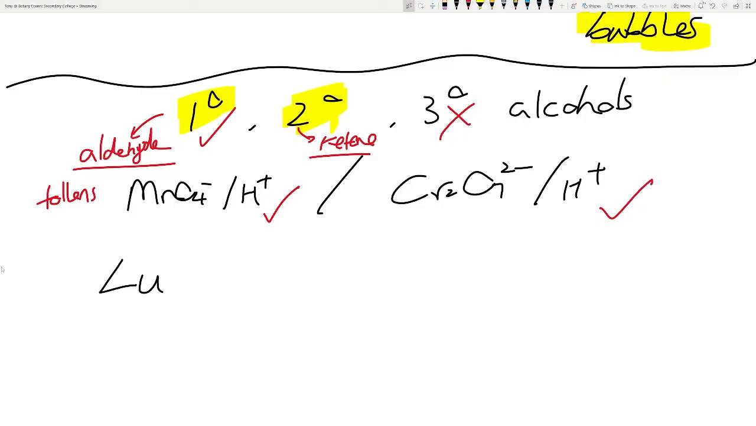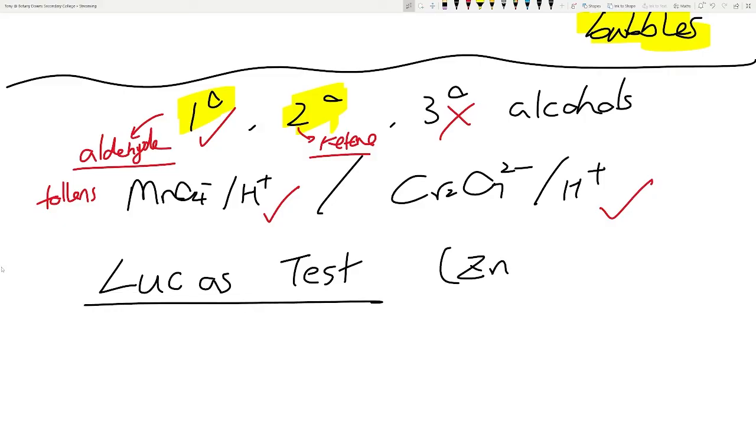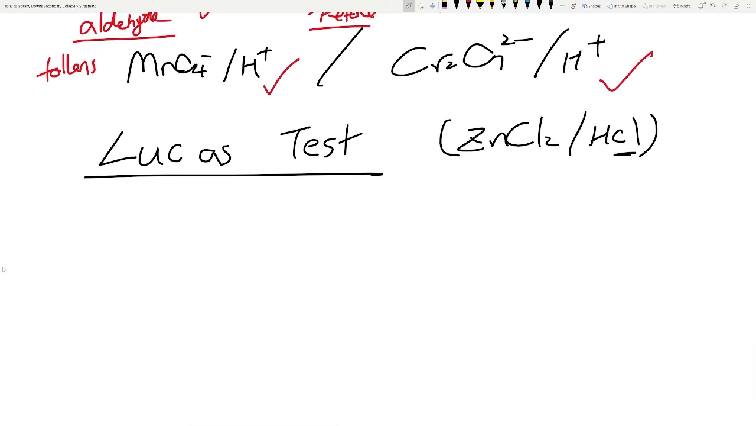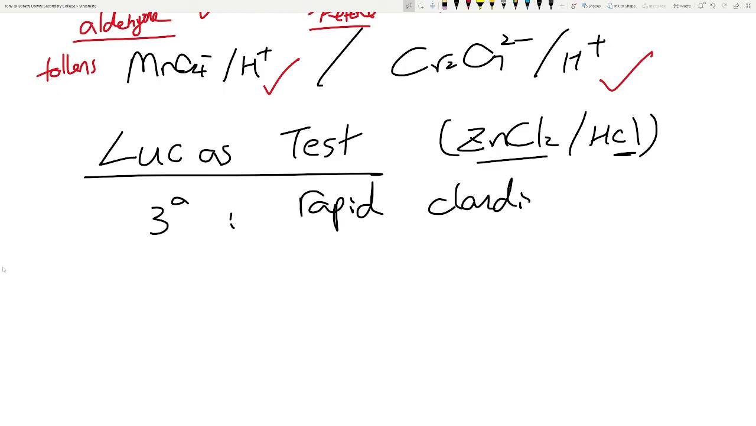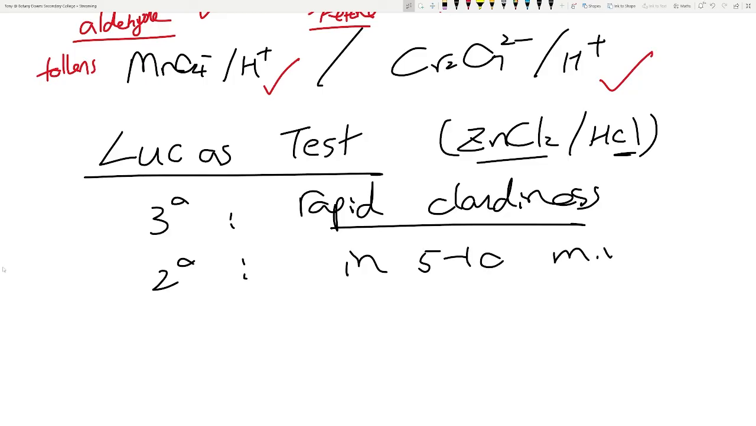And this is where we introduce the Lucas test. So if you have a friend called Lucas, think of him. The Lucas test is a mixture of zinc chloride with some concentrated HCl. Okay, so it just has a lot of chlorine. With the Lucas reagent, the tertiary alcohol, you're gonna see rapid cloudiness. The thing will become very cloudy instantly. The secondary alcohol in about 5 to 10 minutes, and then the primary alcohol no change.